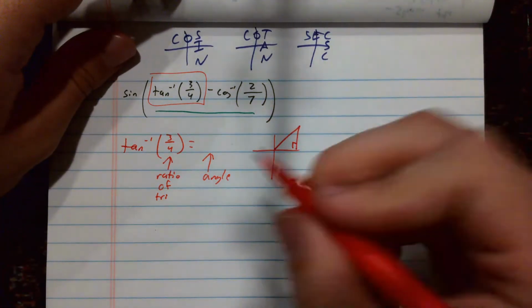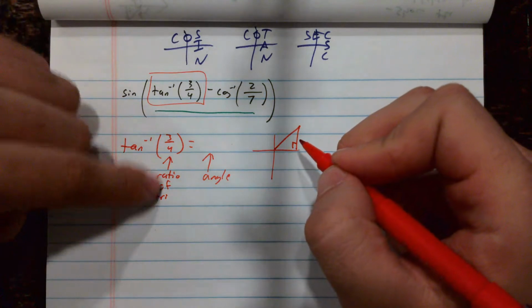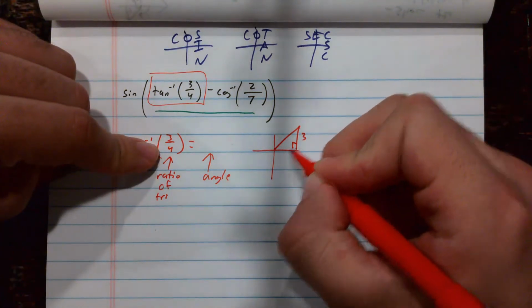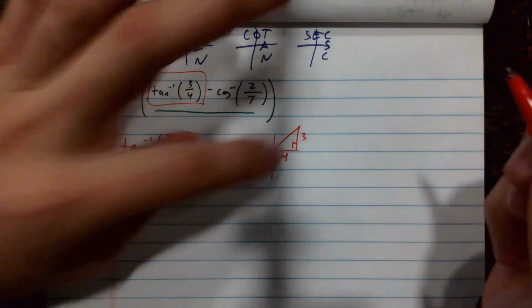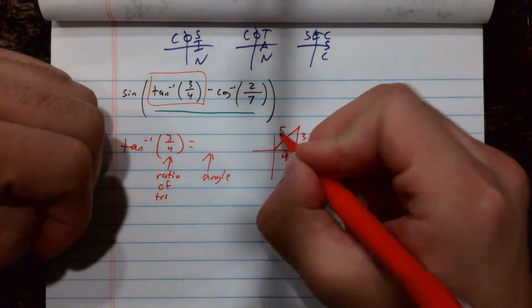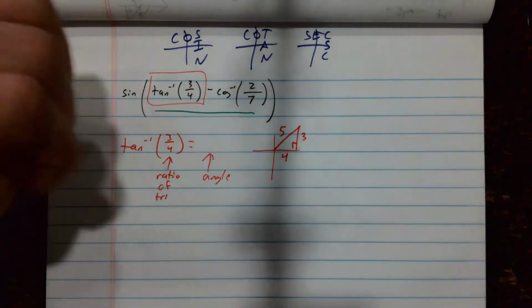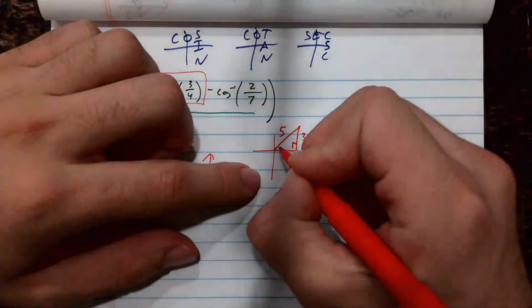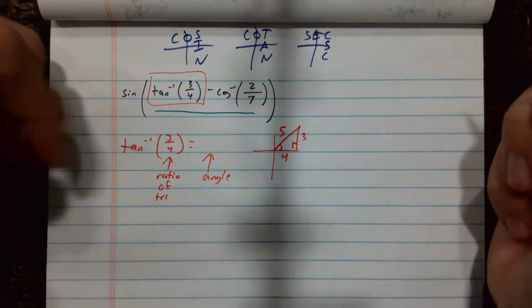Now tangent, this is the ratio. The opposite side is 3. Adjacent side then is 4. Now I do know my Pythagorean triples here, so it is a 3, 4, 5 triangle. So that helps us out a little bit. But the question is, hey, what's this angle? I'm looking for the angle. I want to figure out what the angle is.